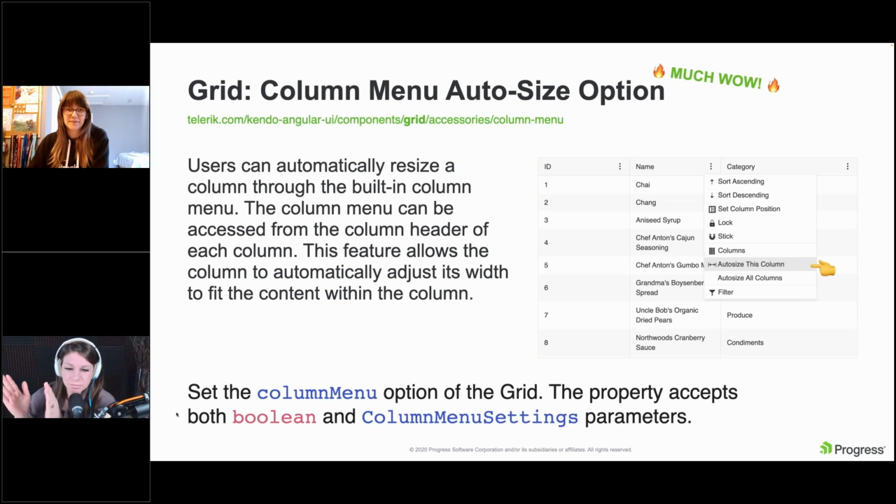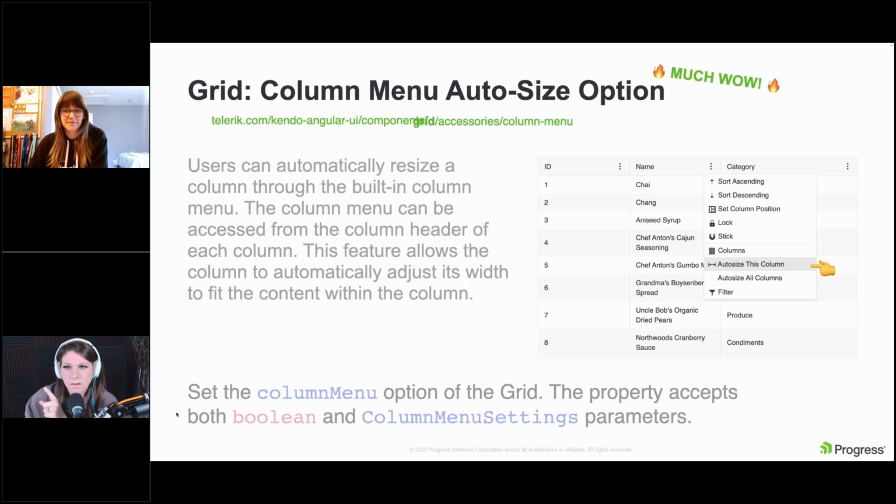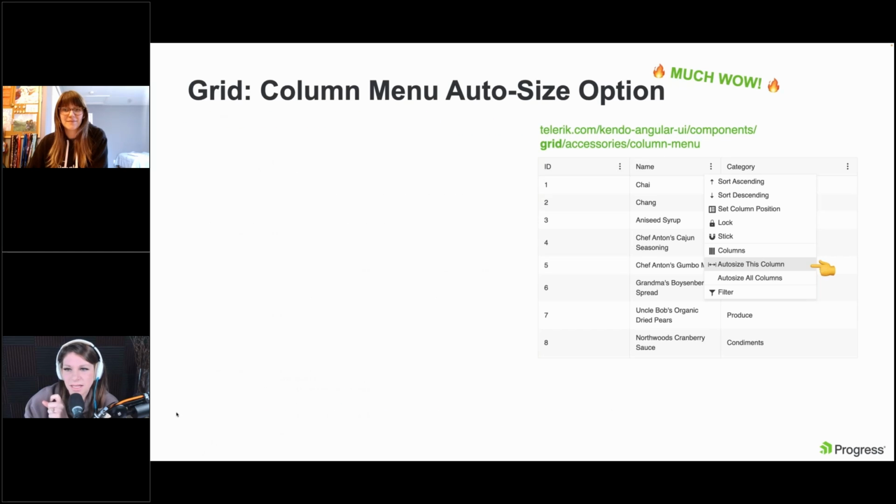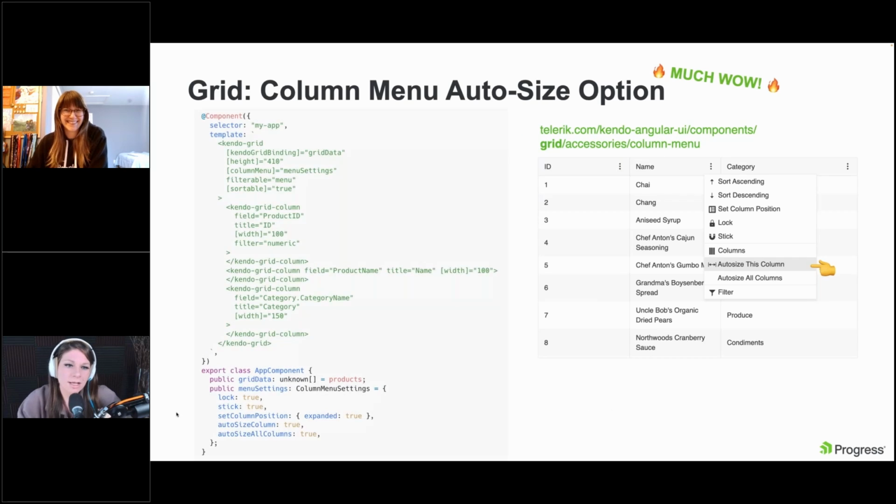I have a little note here. Yes. So you set the column menu option of the grid. The property accepts a Boolean with column menu setting parameters. I think, do we have? Yes, we collapse the link in a sexy manner and show some code here.